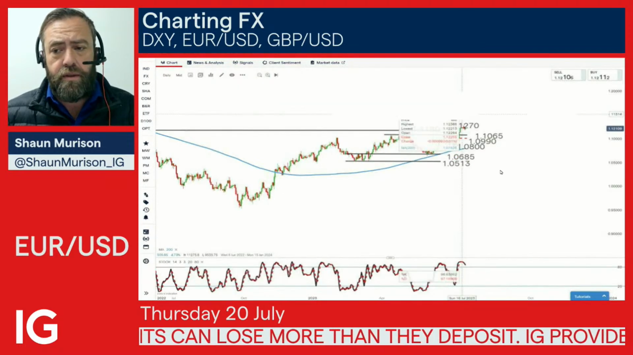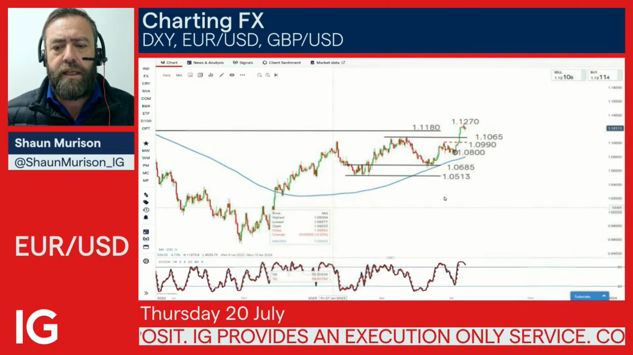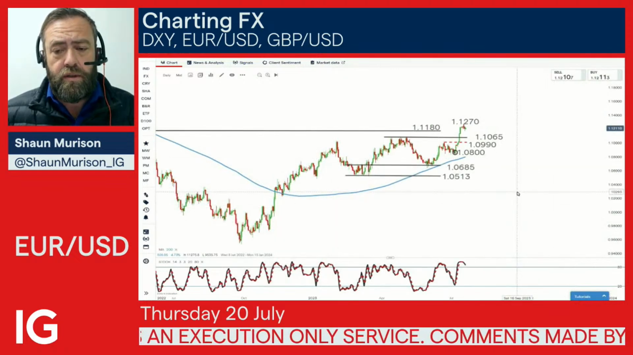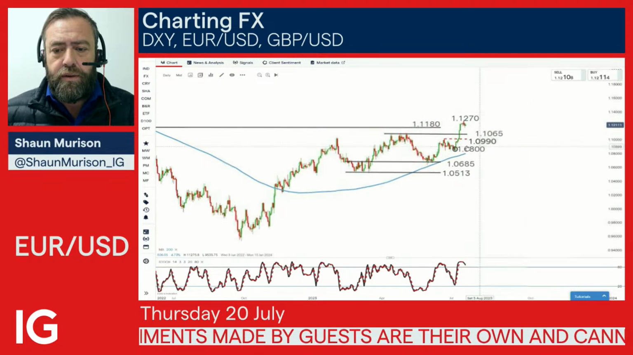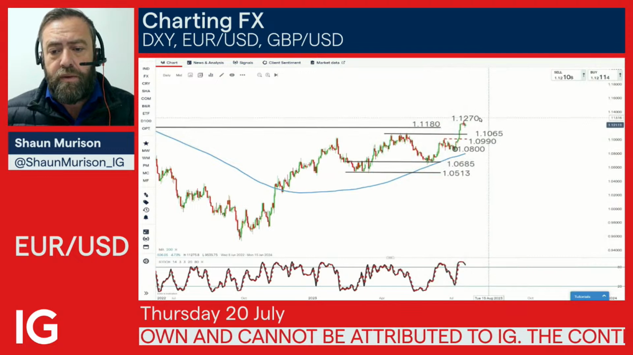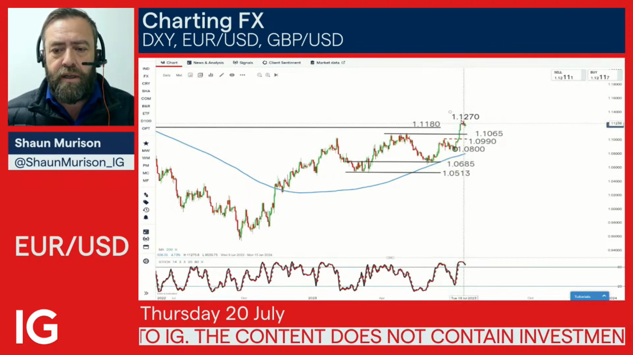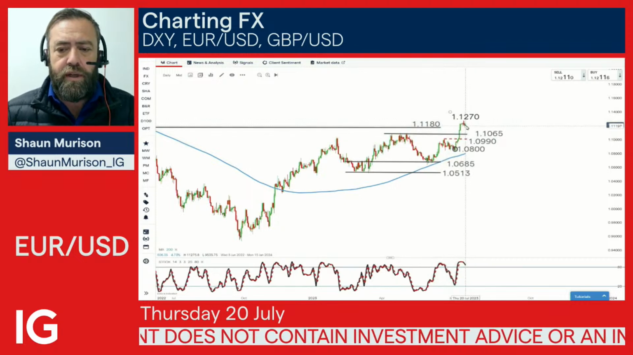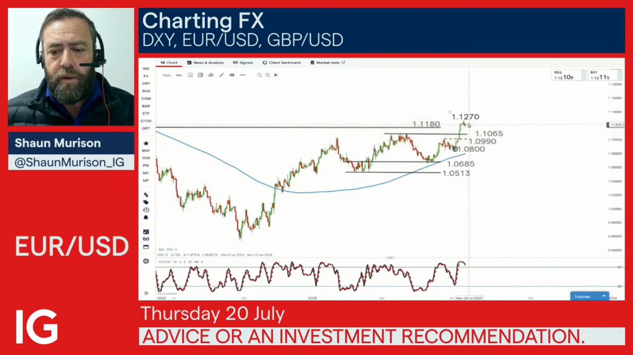Euro dollar, the picture is the inverse of that. We see that longer term uptrend is still in play, but we're looking overbought at this point in time. So we've traded through multiple levels of resistance, to a short-term high of 1.1270. And we've had that marking the top, a bit of an indecision candle, that doji type candle. And we do look to be reversing off that level now, implying some euro weakness, dollar strength.